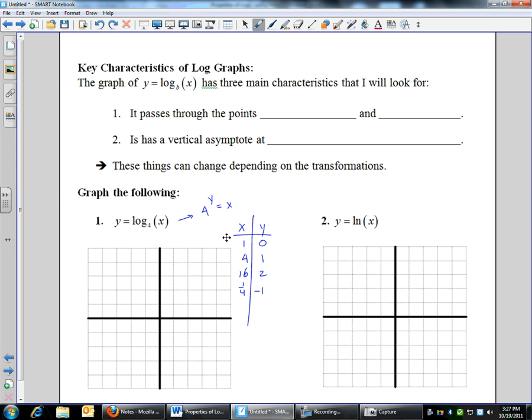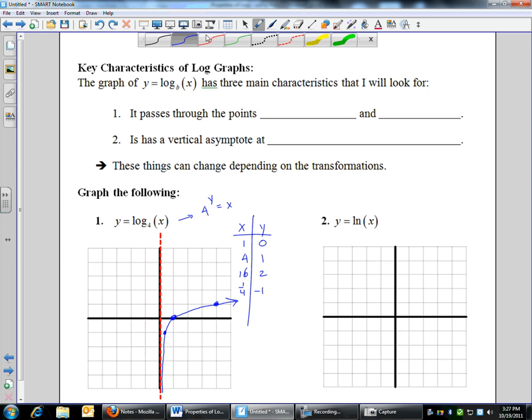And what this does is it gives me a few points that I can plot. So I have the ordered pair 1, 0, so I'll plot 1, 0. Ordered pair 4, 1. 16, 2 is going to be way off the graph, so I'm not going to worry about that. Then 1/4, negative 1 is going to be about right here. And what this graph ends up doing is it comes up along the y-axis. It goes through the ordered pair 1, 0, and then it starts to level off as it goes to the right. And it does have a vertical asymptote on the y-axis right there. So that's how we're going to graph log functions.